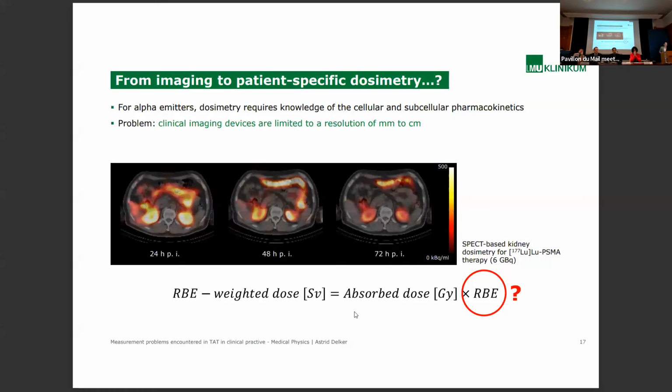What we do at the moment is we calculate the absorbed dose on a macroscopic level, meaning for a whole organ or a whole lesion, and we then multiply this with the relative biological effectiveness. However, here also the relative biological effectiveness is not perfectly defined. This factor is certainly tissue specific. It's also specific maybe to the dose rate. So here we still have to put some knowledge in.